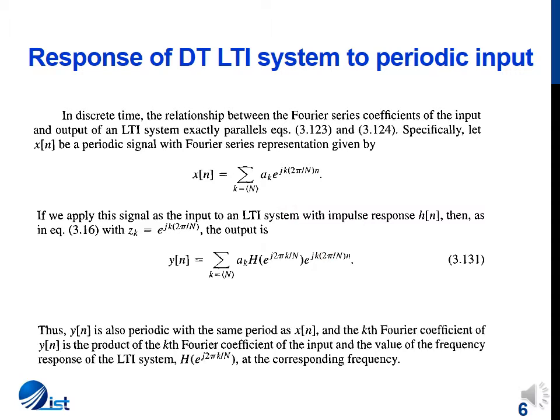So y of n is again going to be periodic with the same period as x of n, and the kth Fourier coefficient of y of n is the product of the kth Fourier coefficient of the input, e to the jk 2 pi by N into n, multiplied by the value of the frequency response of the system, H of e to the j 2 pi k by capital N, at the corresponding frequency. This parallels the discussion for the continuous time case. Now let's solve an example to illustrate this concept further.